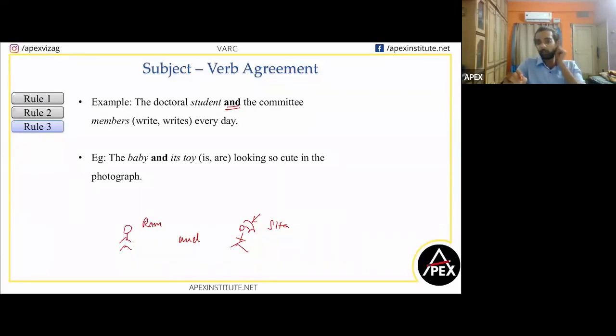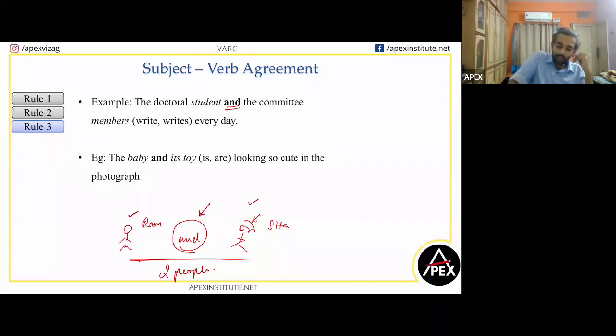So my drawings will be like this only. If I have Ram and Sita together, if they are doing an action, how many people are doing the action? Two people. So at the very least, even if I'm taking single people like this, in that case and will become a multiple action. That means it will be a plural subject doing that action, so we'll need a plural verb. Obviously, if I add people onto either side, it will still increase the number of plurals.